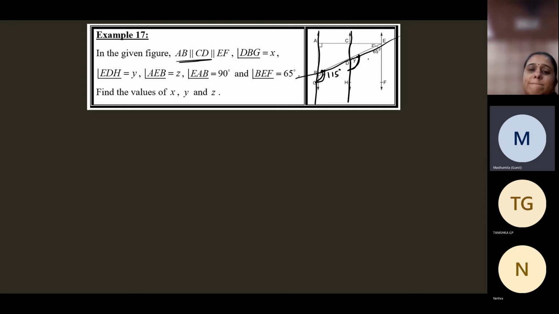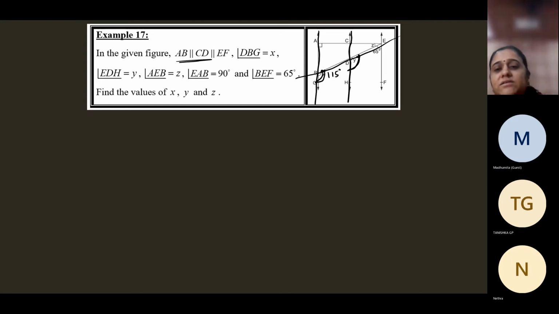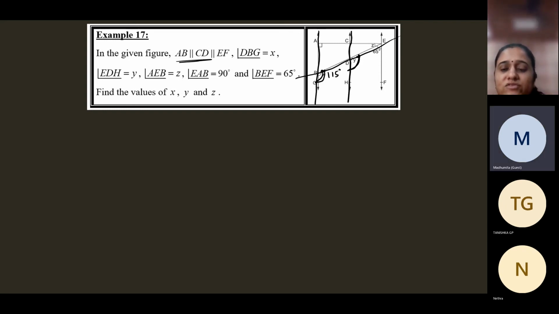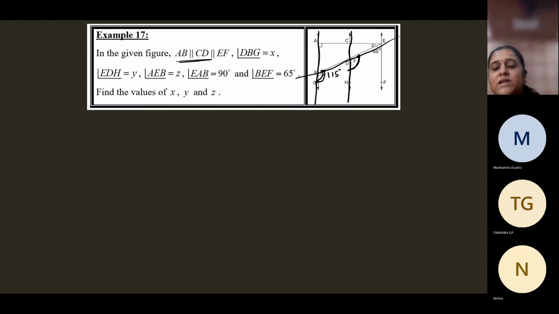Ma'am, we can also say CH is parallel to EF and take DE as the transversal, and Y and 65 degrees are co-interior angles, and we can also find Y like that. Correct. CD is parallel to EF, transversal, Y plus 65 is equal to 180, co-interior angles are supplementary. That also you can do. So Y is equal to 115, corresponding angles are equal. What's the value of Z, children?